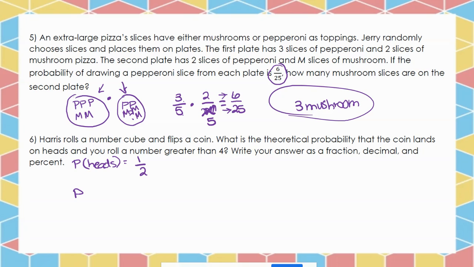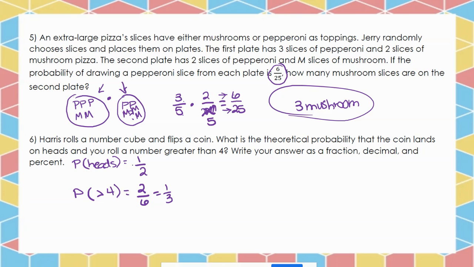Then I need to find the probability of rolling a number greater than 4 on a number cube. Well, if I think about a number cube, the numbers that are greater than 4 are 5 and 6. So that is 2 numbers greater than 4 out of 6 total numbers. Well, 2/6 simplifies to 1/3.